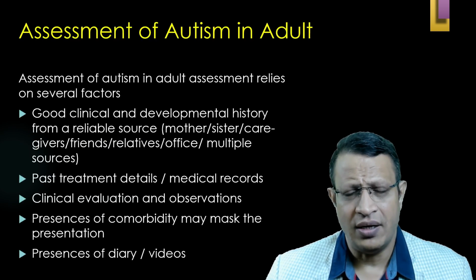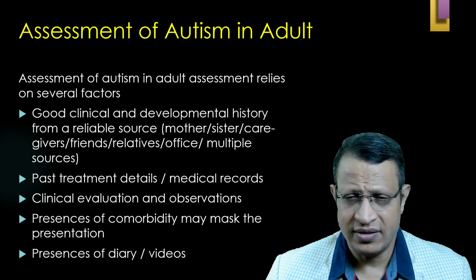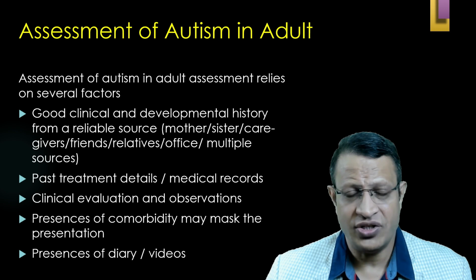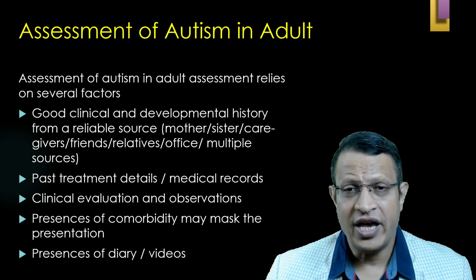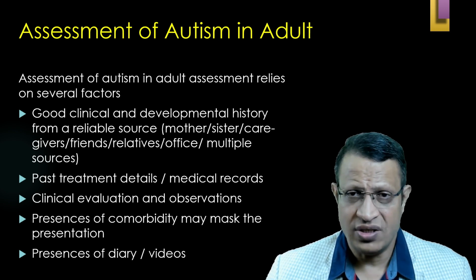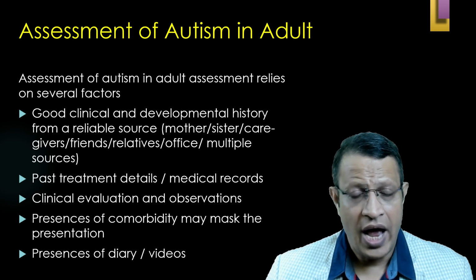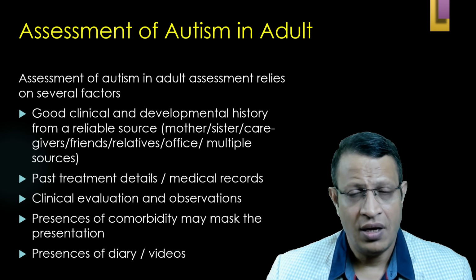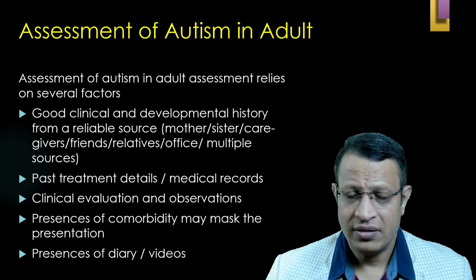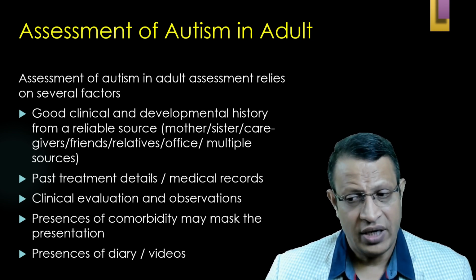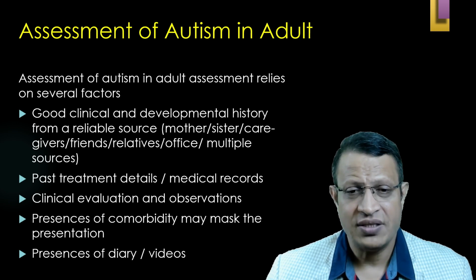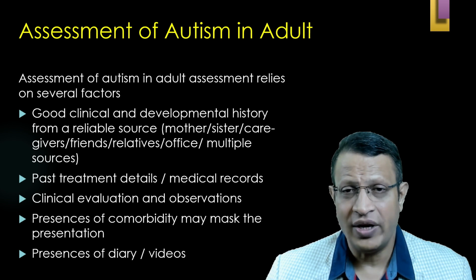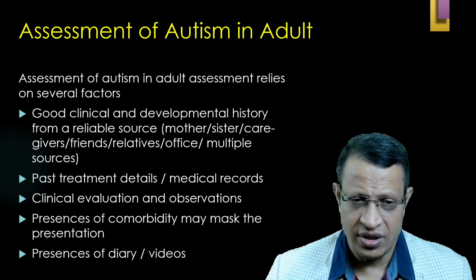Assessment of autism in adults relies on several factors. First and foremost, a good clinical and developmental history has to be taken. The history has to be taken from multiple sources, such as parents, particularly the mother, sister, especially an elder sister, relatives, friends, and if there is a colleague, that means if he is working in an office, please call them. The more sources, the better the information you will get.